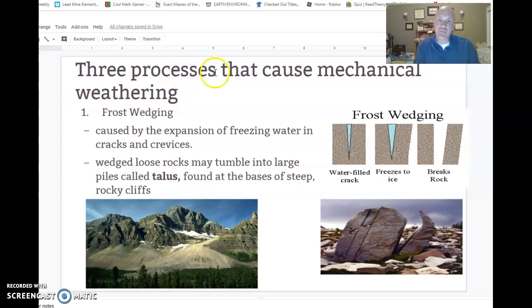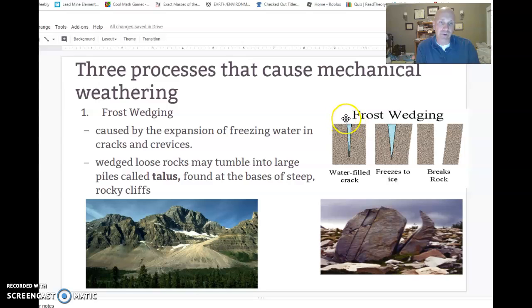There are three processes that can cause mechanical weathering. The first one is what's called frost wedging, and frost wedging happens simply because ice expands. The process goes something like this. Let's say that you've got a small crack in a rock.